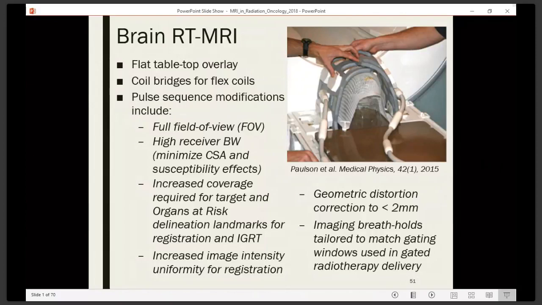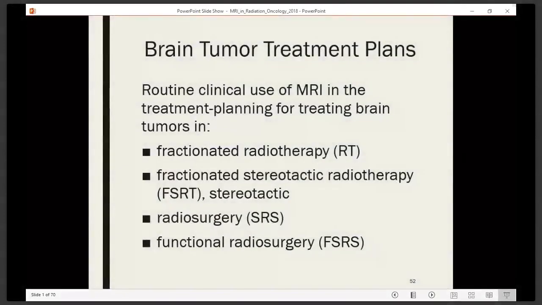In addition, as I mentioned before, you're going to want to have a little larger field of view. You're going to also want to use a higher receiver bandwidth that will minimize chemical shift artifact and susceptibility artifacts. You want increased image intensity uniformity for registration. You want to keep your geometric distortion correction such that your distortions are less than 2 millimeters. And if you're imaging and there's motion, you want to have your breath hold tailored to match gating windows using gated radiotherapy delivery.